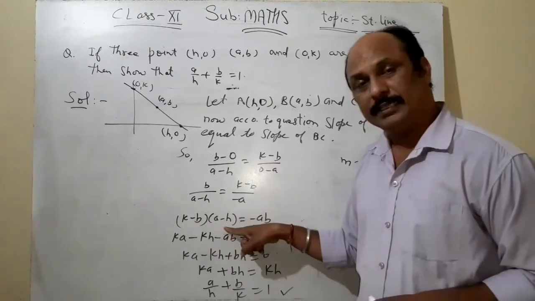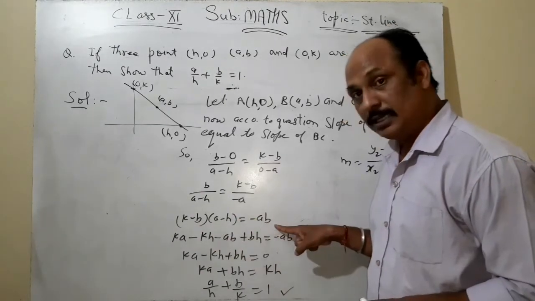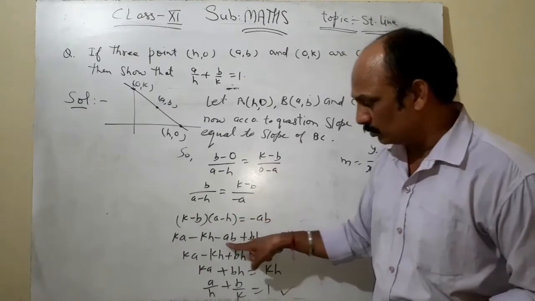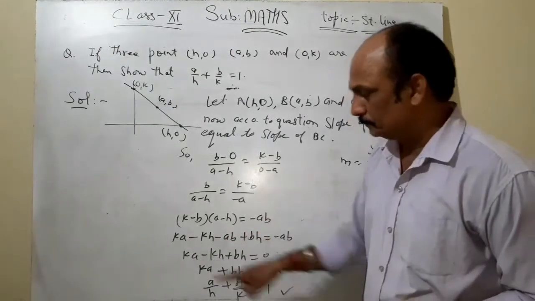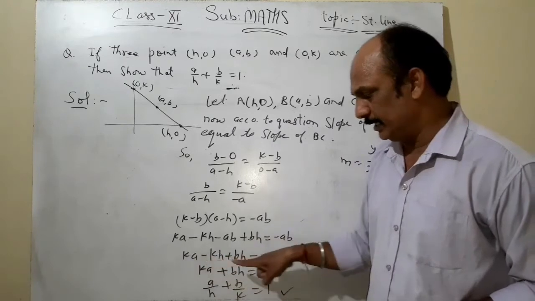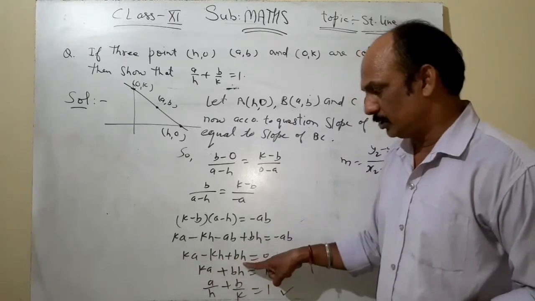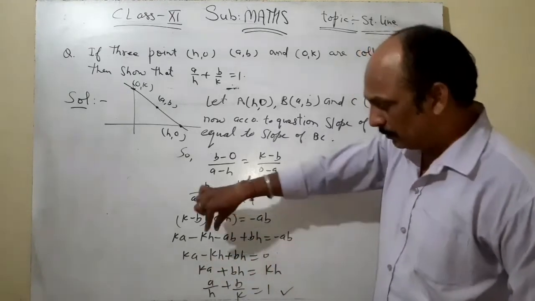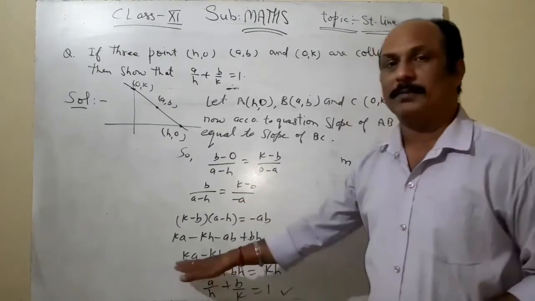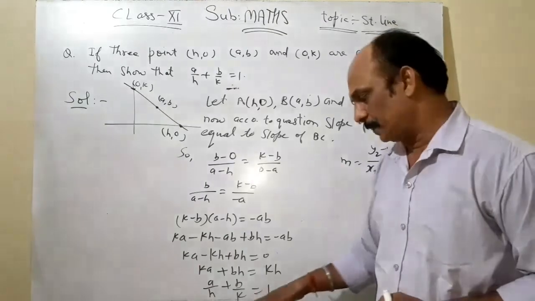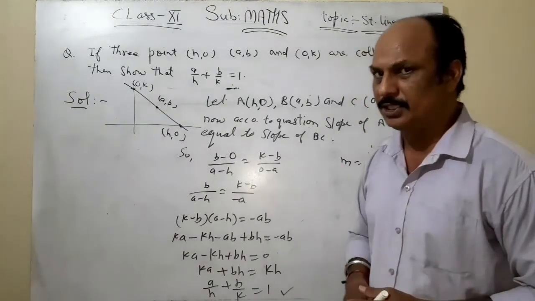Now solve the bracket and minus ab is cancelled out by minus ab क्योंकि इसको ट्रांसफर करनी है. So we have only ka minus kh plus bh is equal to 0. अब इस kh को मैंने इधर ट्रांसफर कर दिया और टोटल टर्म में हमने क्या कर दिया, kh से डिवाइड कर दिया. That is our required condition.